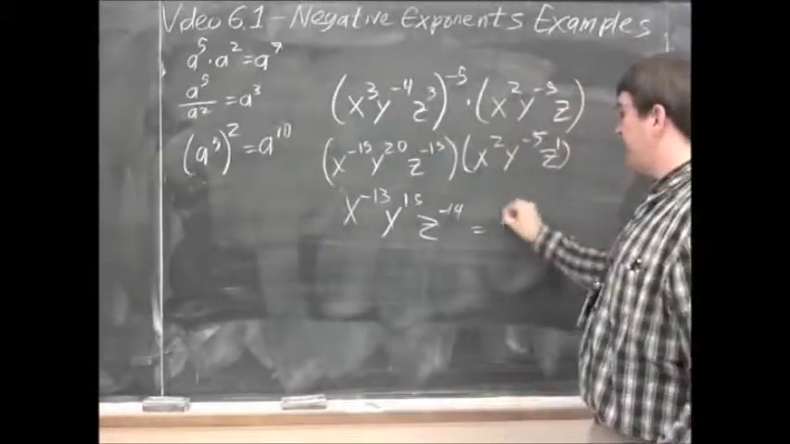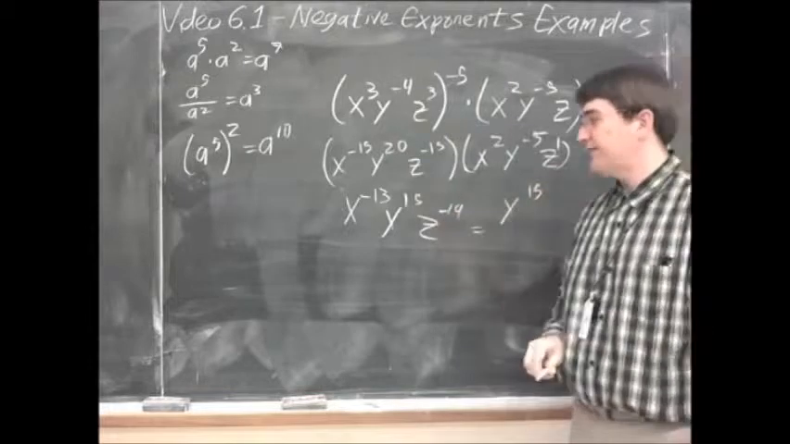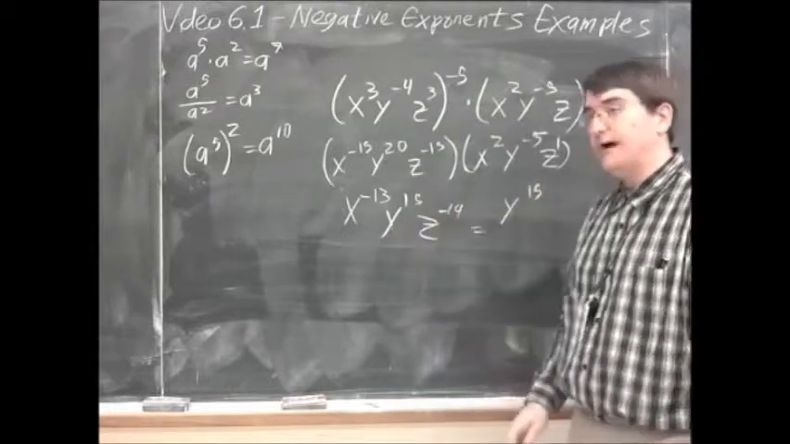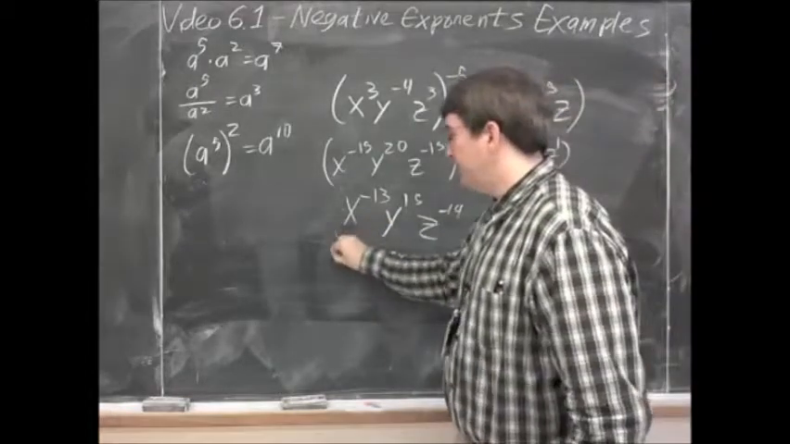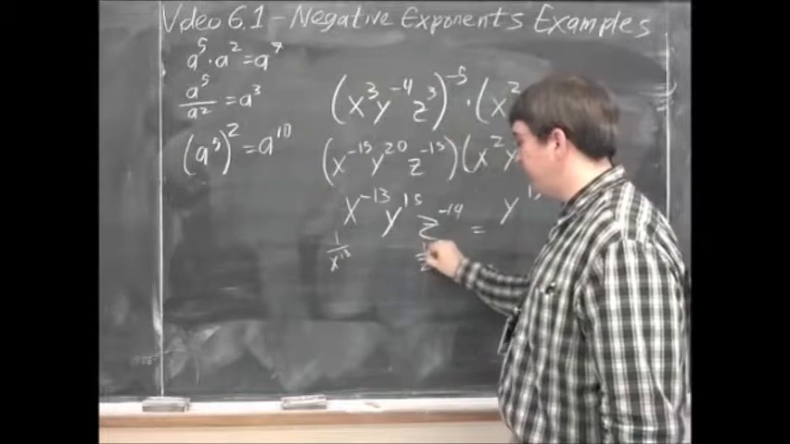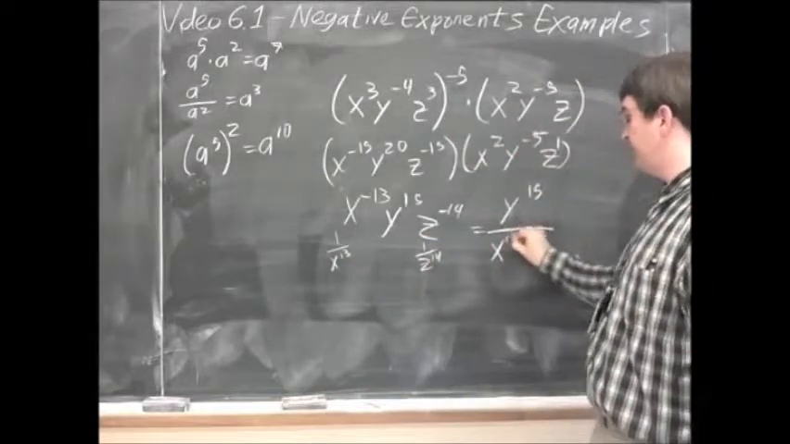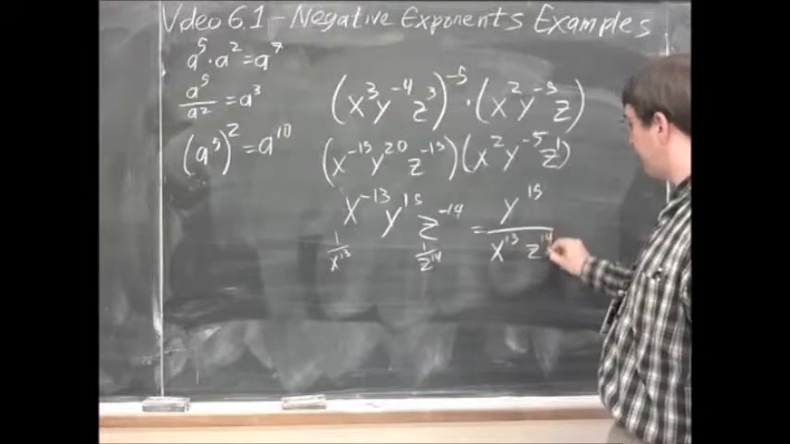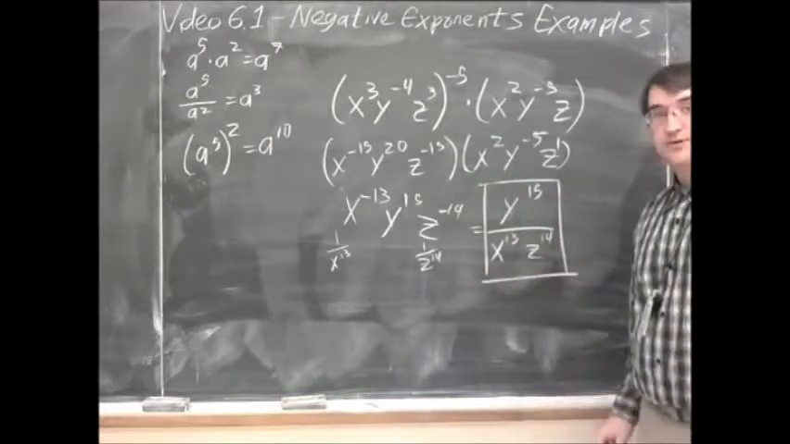And so finally, my last step would be to have y to the 15 on top, because that's a positive exponent that's not going to move. X to the negative 13 is going to turn into 1 over x to the 13. Z to the negative 14 is going to turn into 1 over z to the 14. And so I'll combine them all into one expression, like so. And that would be my final answer in that particular case.